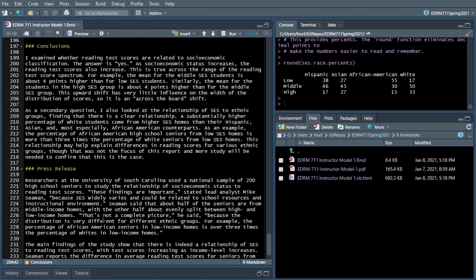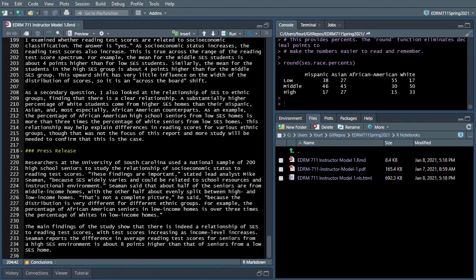Note that I also addressed the secondary question here of relationship of SES to ethnic groups. I will let you read that on your own. Now let's drop down to the press release. Notice how I start. This is a standalone section.